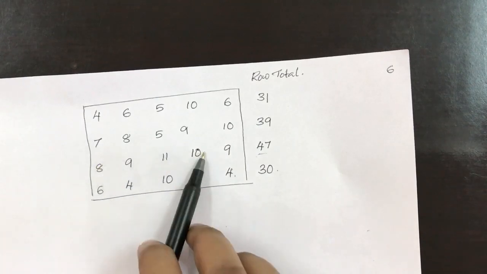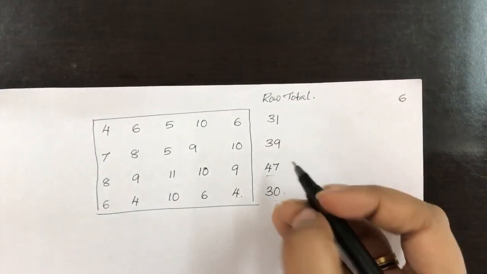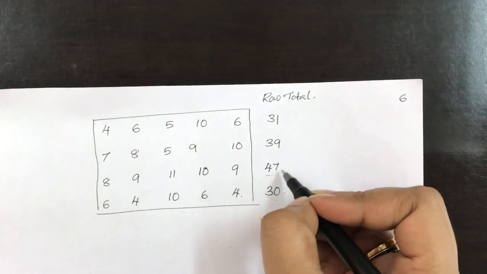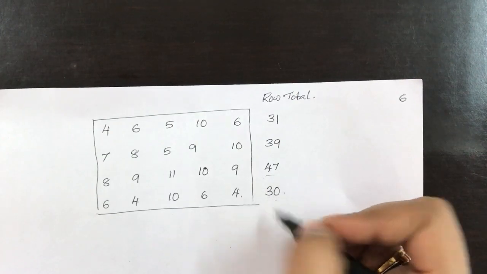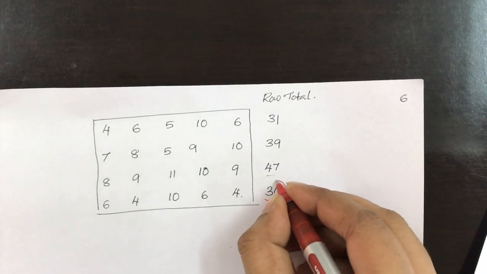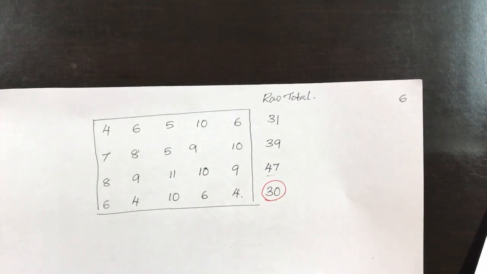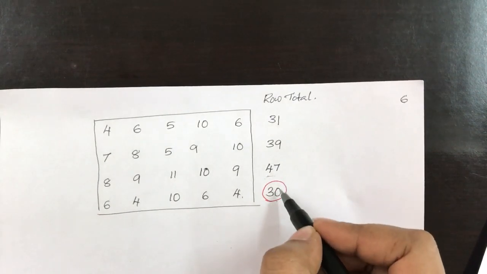I am checking R3 with R1, R2 and R4. Okay. So the highest value row is 47. I am checking 47 with the lowest value row. So which is the row I am taking first? 30. I am looking here. So comparing R3 with R4.